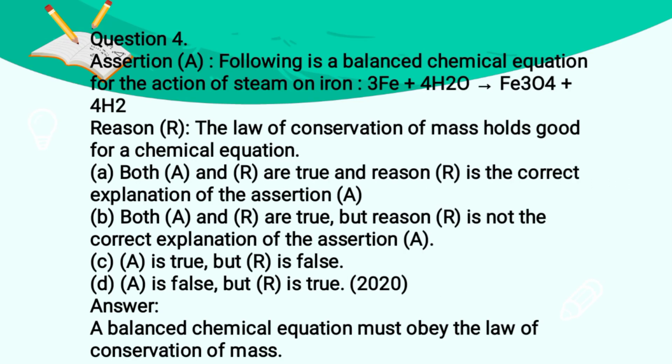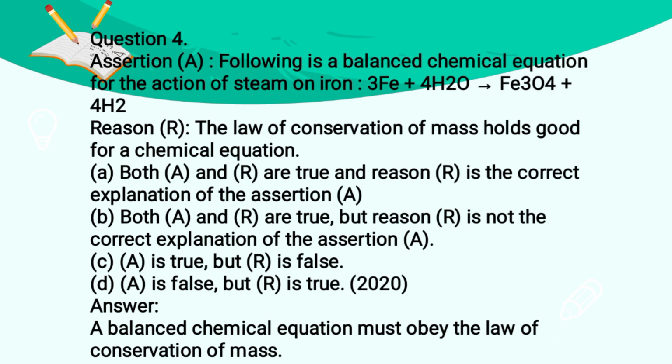Question 4. Assertion: Following is a balanced chemical equation for the action of steam on iron. 3Fe plus 4H2O forming Fe3O4 plus 4H2. Reason: The law of conservation of mass holds good for a chemical equation. Yes, even we have studied this.